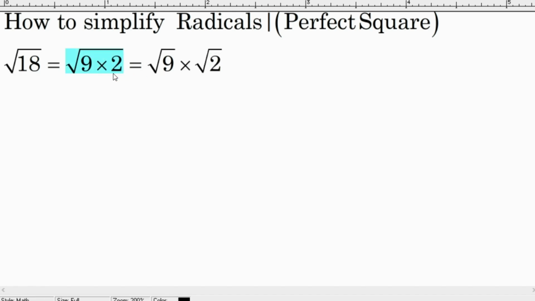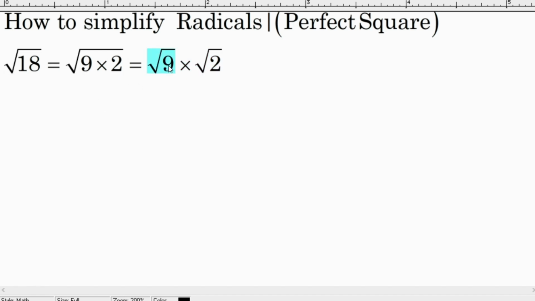You have to remember this rule: when we have the square root of a times b, that will be equal to the square root of a times the square root of b. So we can separate it into two products. Okay, let's move back to our original question here.